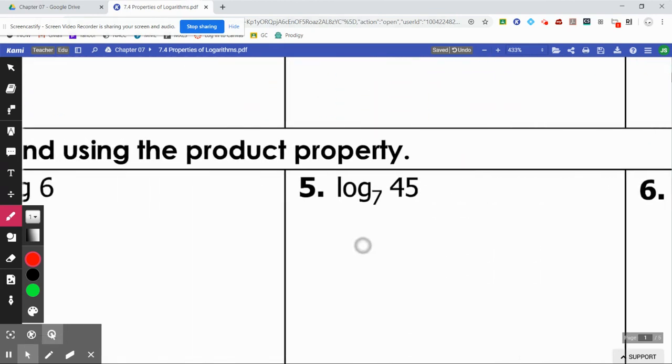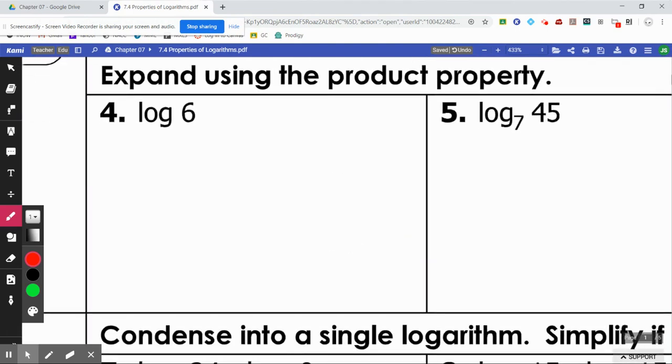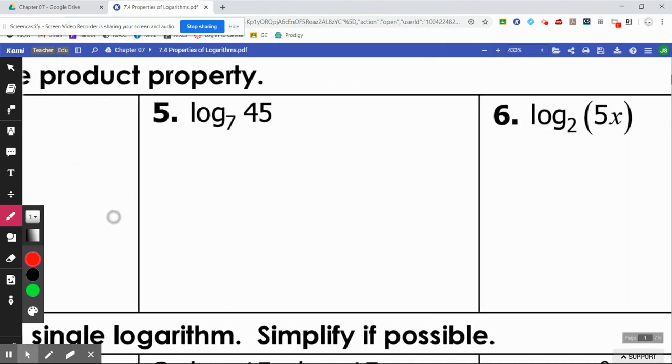Okay. Number 4, on these we're expanding. We're going to break it apart just to show you. Log of 6, that's the same thing as 2 times 3. So log of 2 times 3 you can write as the log of 2 plus the log of 3. Now as you expand these, the original base was 10, so your base does not change. The new bases will also be 10 for both of these.